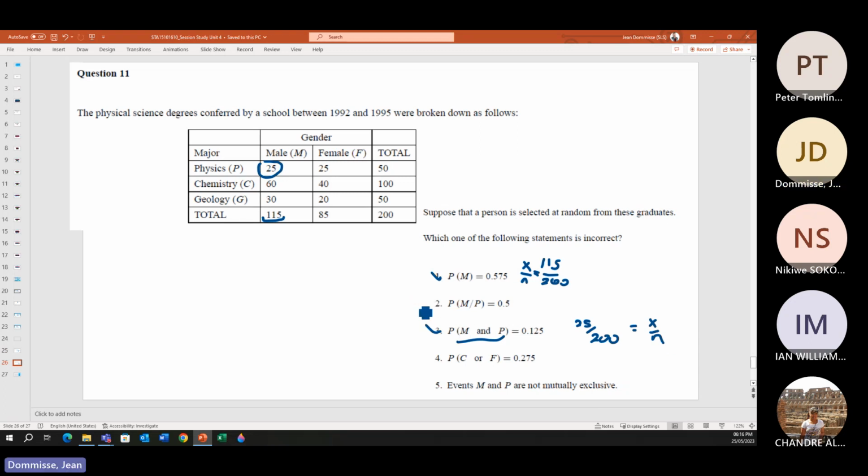Question 2, let's look at that now. So what's the probability of being male given that the person has physics? Okay, so what we can look at it from the point of, okay, what's the probability of the A and B? So male and physics, because that's what we're looking at, is 25 divided by 200. And what's the probability?